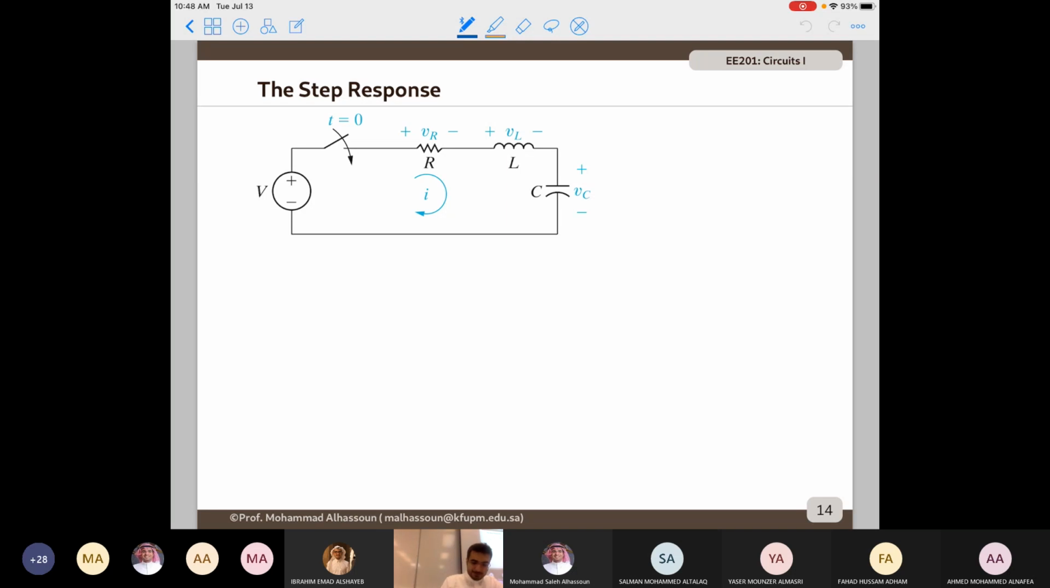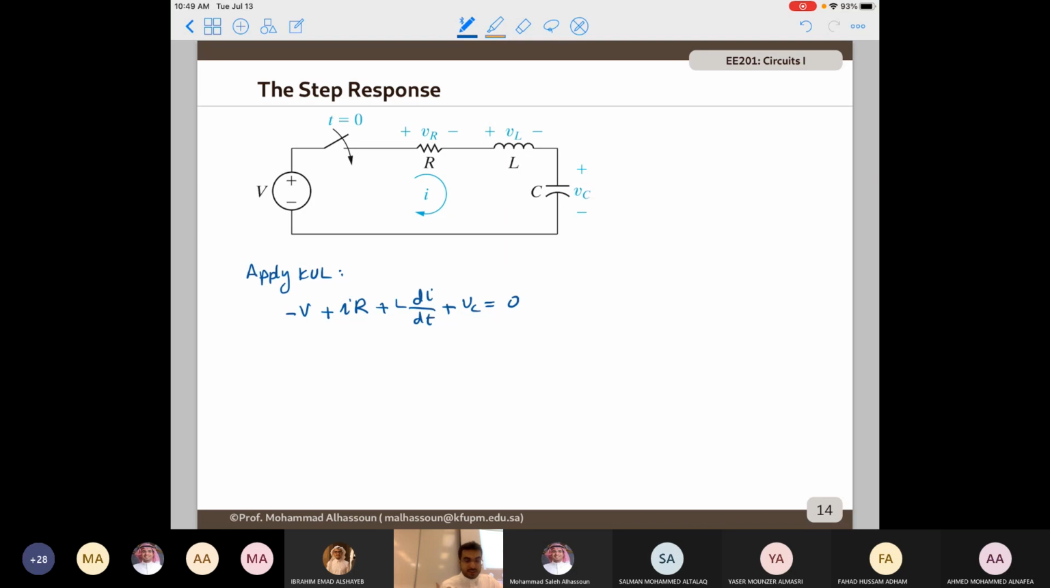If we apply KVL here, we will get minus V plus I multiplied by R plus L di by dt plus Vc equals 0. At the end of the day, I know the current will eventually be 0, because after the switch has been closed for a long time, the capacitor will behave like an open circuit, and the current passing through an open circuit is actually 0.